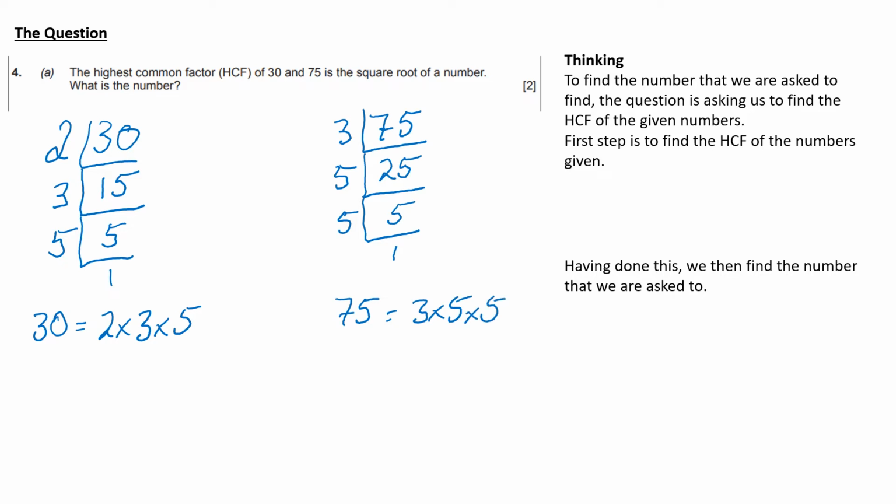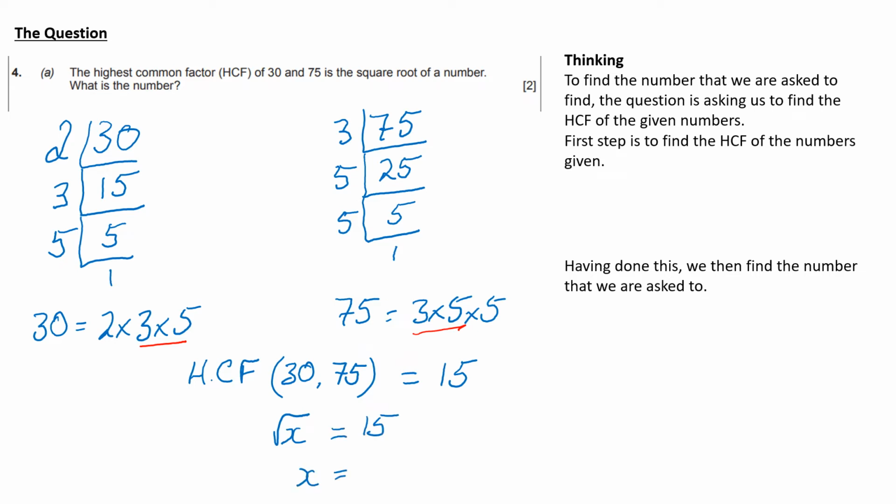Look for what's common to both numbers. We've got a 3 times 5 there and a 3 times 5 there. So the highest common factor of 30 and 75 is 15. But 15 is the square root of the number I want. So we know that the square root of the number I want is 15.